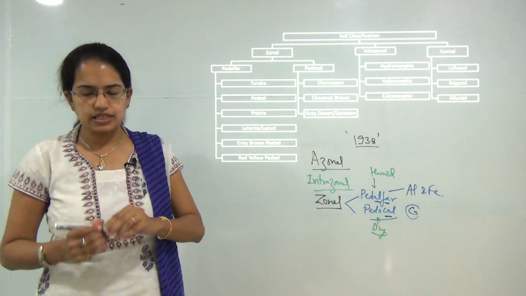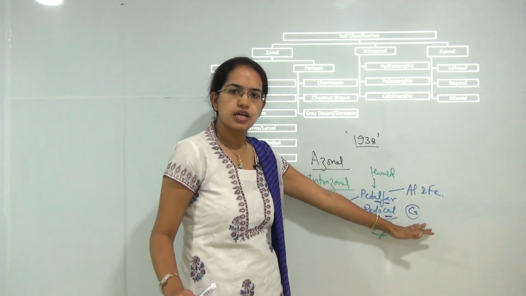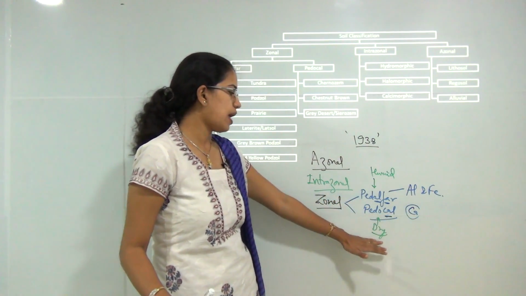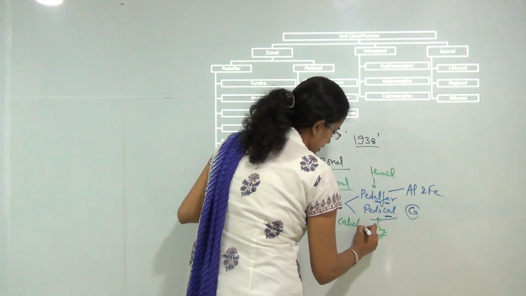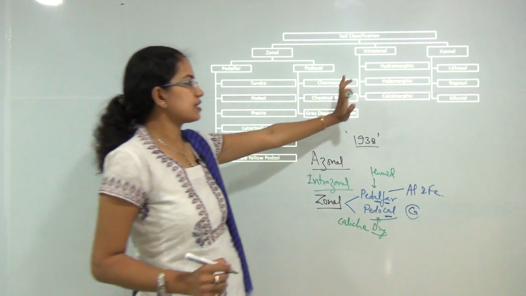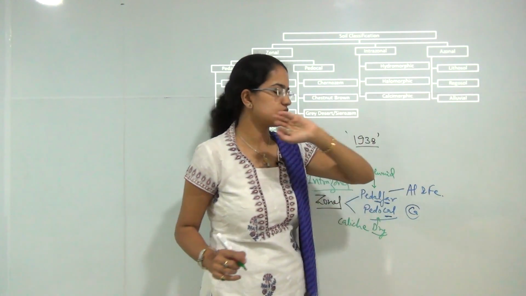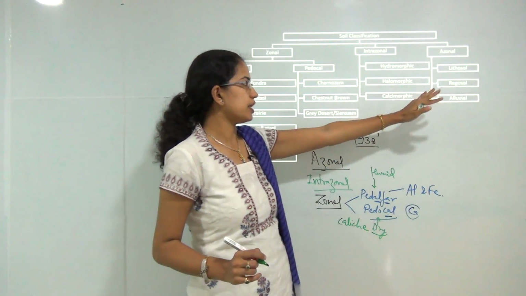There is intermittent precipitation and formation of calcite due to abundance of calcium carbonate here. You have presence of calcite and caliche formation that can be seen in the pedocal soils. Now we will be covering the further sub-classifications for these soils. So let's start with the azonal soil.